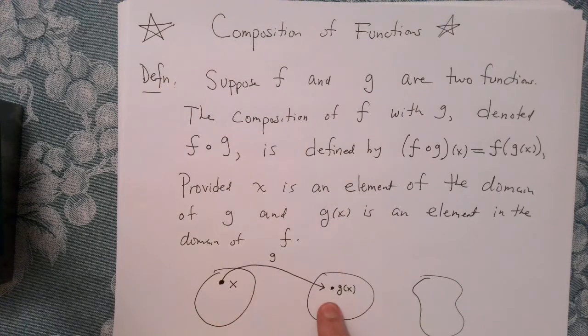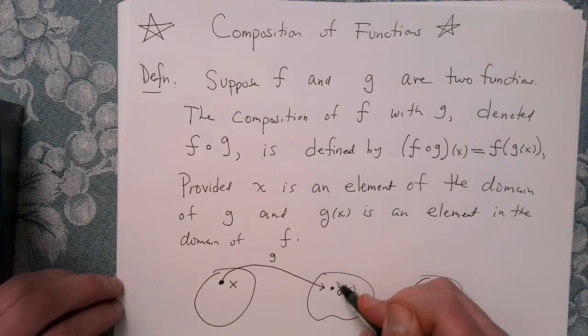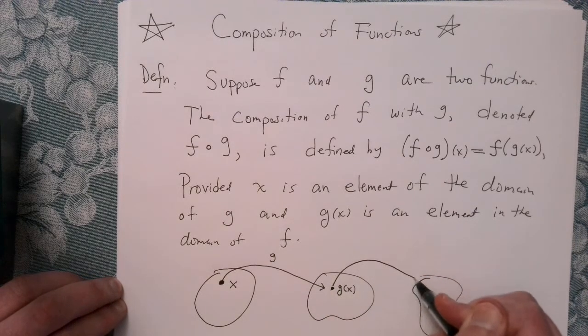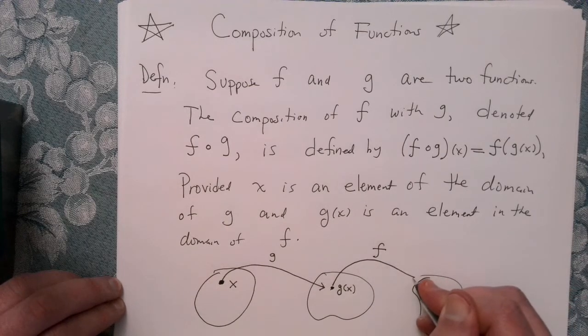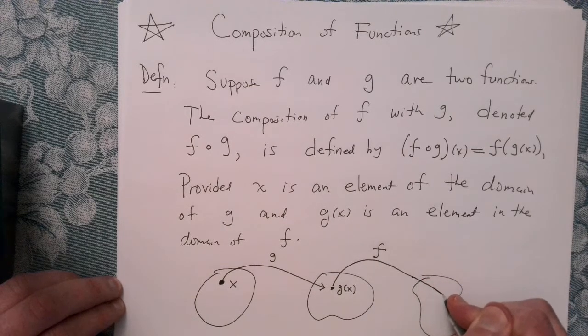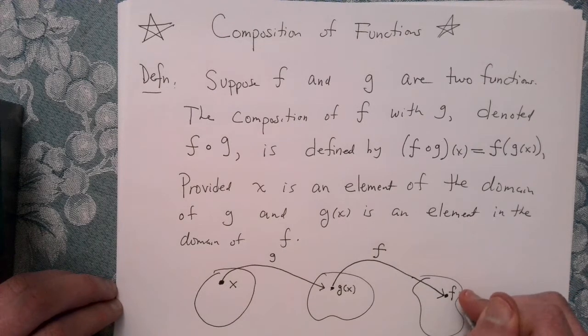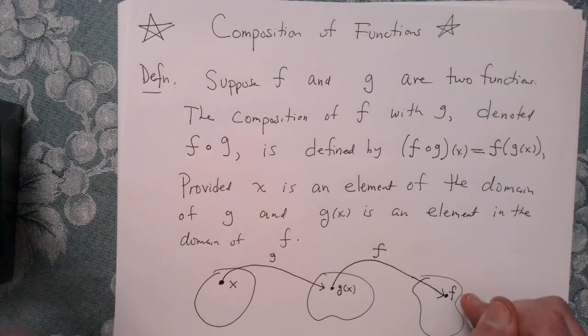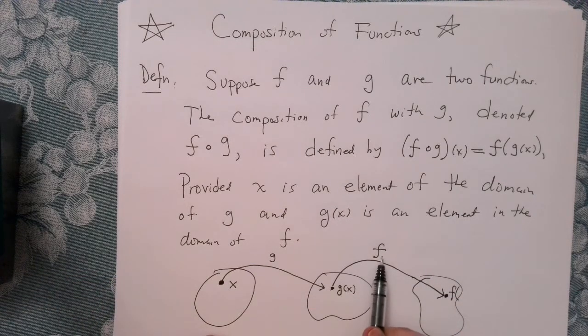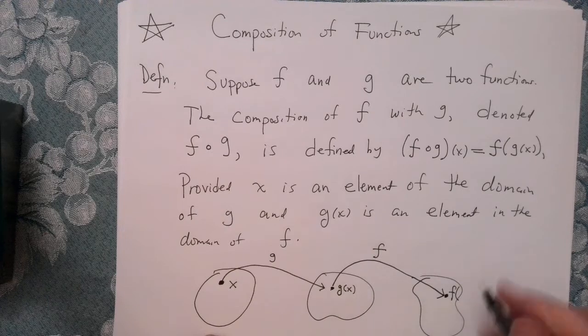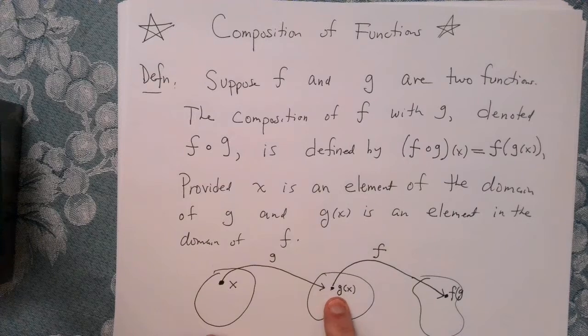And then, let's say I take this output and I want to apply another function. See what I mean by a sequence of functions? So if I take this, I can apply another function. Let's call that function f. And maybe I land at this little element over here. So that's after I apply f. But what did I apply f to? I applied f to g of x. So this is the image of this after I apply this function.